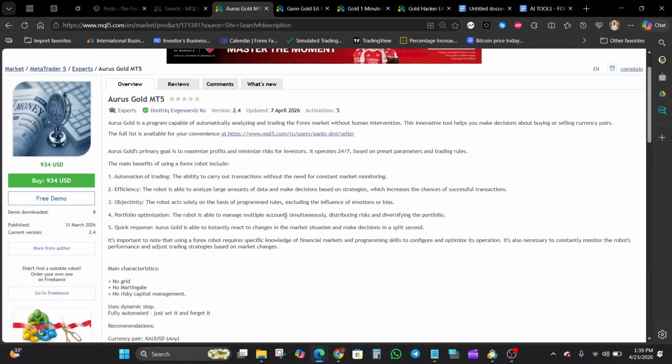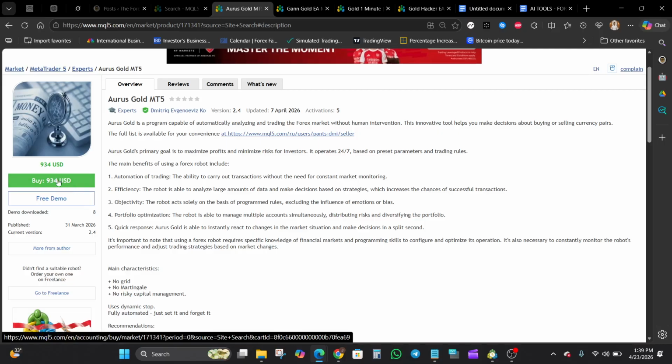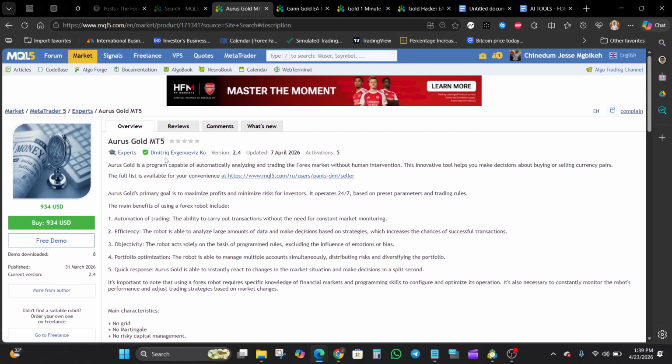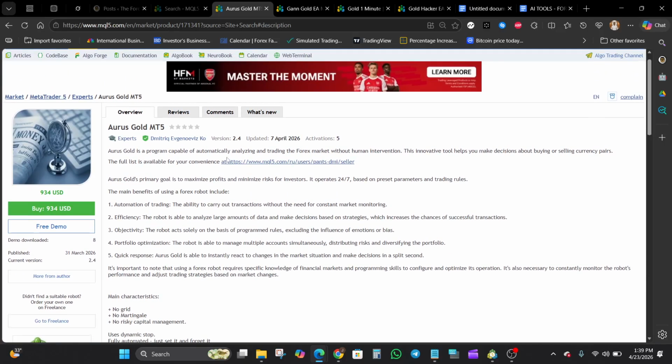All right. So here on the MQL5 marketplace, you can see the Aurus Gold EA is listed with a price at 934 US dollars. It's developed by Dimitri Evgenovescu. I hope I pronounced that correctly. Okay. And the current version is 2.4, updated fairly recently.